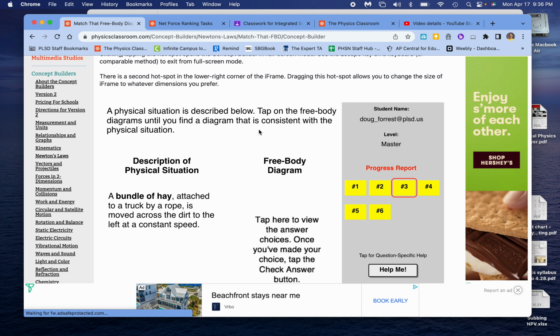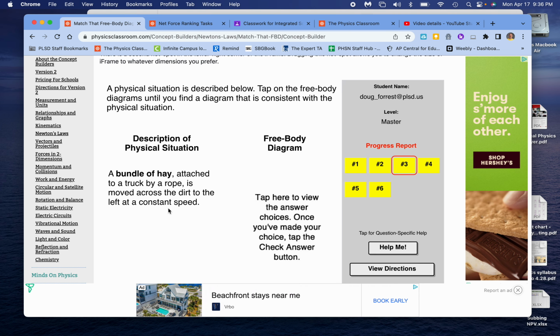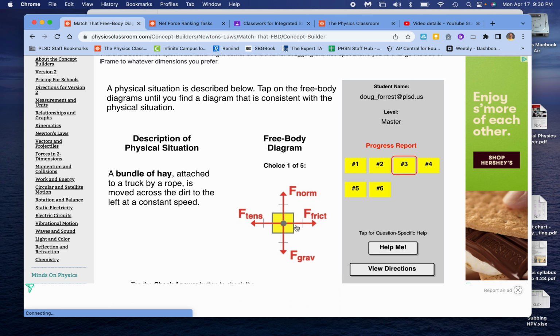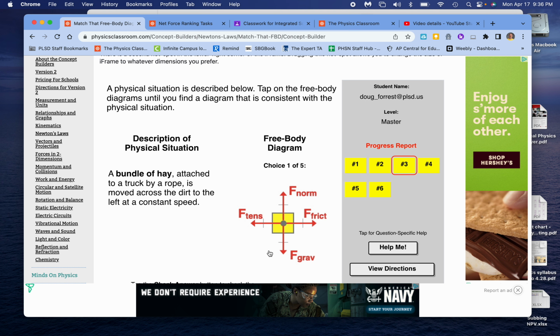As a physical situation is described below, tap on the free body diagrams until you find a diagram that's consistent with the physical situation. A bundle of hay is attached to a truck by a rope, and is moved across the dirt to the left at a constant speed. If it's constant speed, those forces are balanced. Tension would, I think, be acting to the left. I think this is the right one, but I want to check the other ones.